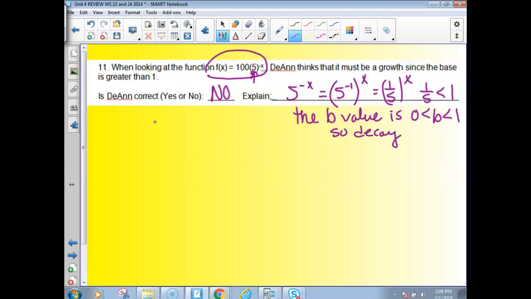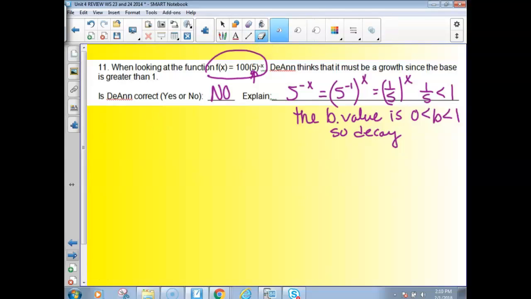Now, I've had some of you write it this way. You say b is, and you're writing it incorrectly. I just had some people writing this inequality symbol the wrong direction, is my point. So just write it in words. It'd be easier. You don't have to have that, but you have to say something. So b is between 0 and 1, which is decay.